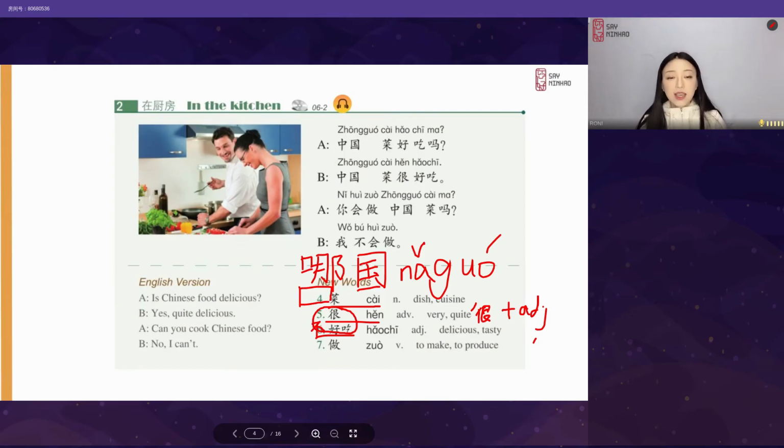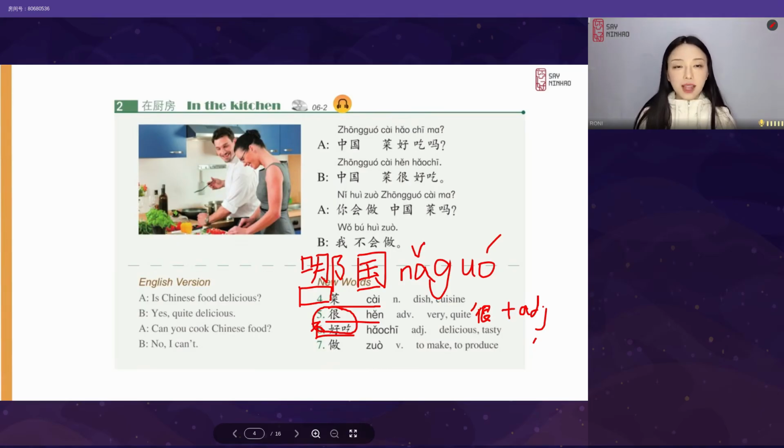Okay, try to say Chinese dish is very delicious. Chinese dish is very delicious. 中国菜 is the subject, so we put it at the beginning. So 中国菜很好吃. 中国菜很好吃 is the right answer. Try not to say 中国菜是很好吃.